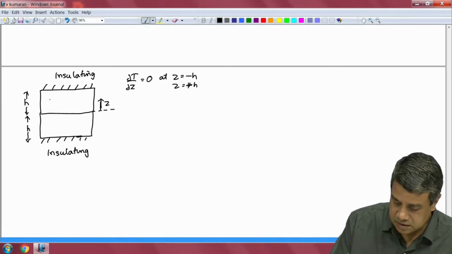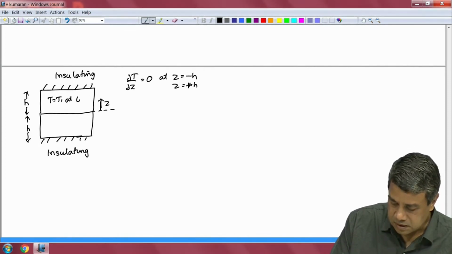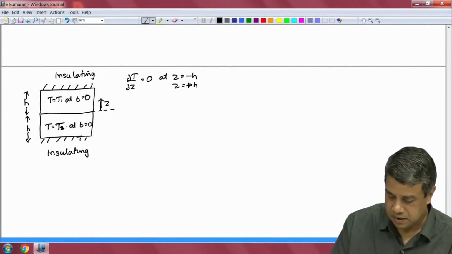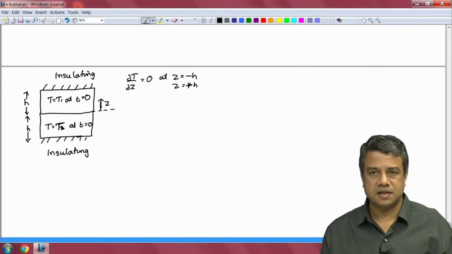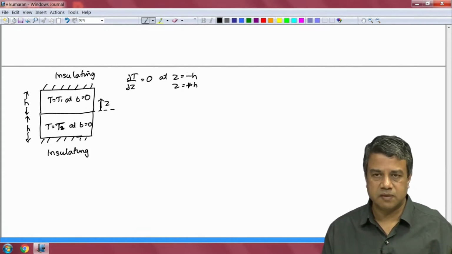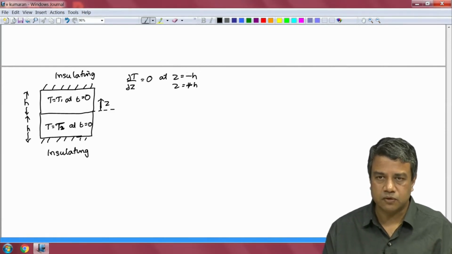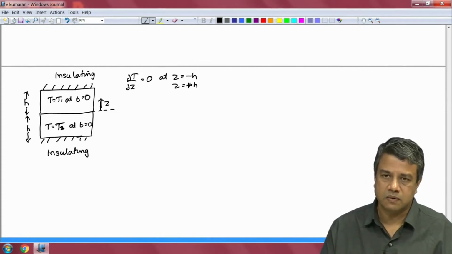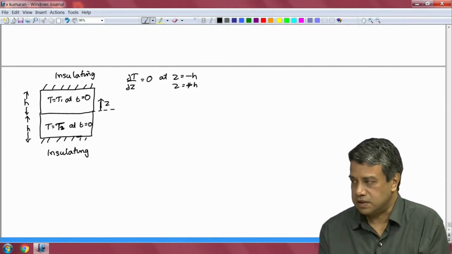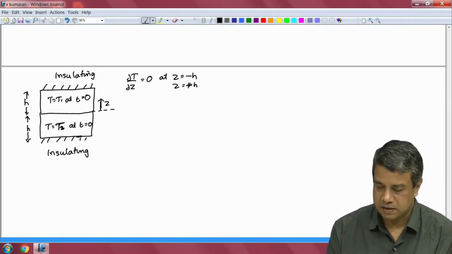And the initial condition is that T is equal to T1 in one block and T is equal to T2 in the other at t equal to 0. The physical situation is that I have two blocks of the same material of equal height at two different temperatures. At time t equal to 0, I bring both of those together, and I want to find out what is the evolution of the temperature as a function of time. So, that is the physical problem.